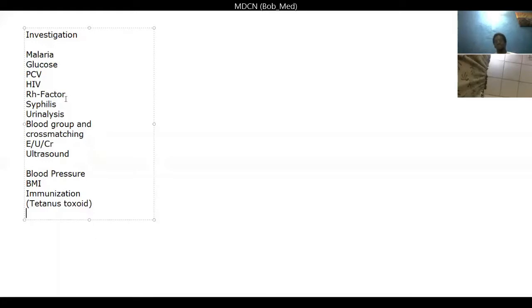But if the person is coming for booking and for routine checkup, you want to ask, have you done malaria test before? Have you done any ultrasound? Have you taken your blood pressure and checked your BMI? Did they give you any immunization for tetanus or anything? Did they take your blood for blood group and cross matching? You understand what I mean, doctor? So this is how you ask the questions when it comes to all these things. I don't know if you understand what I'm trying to insinuate.